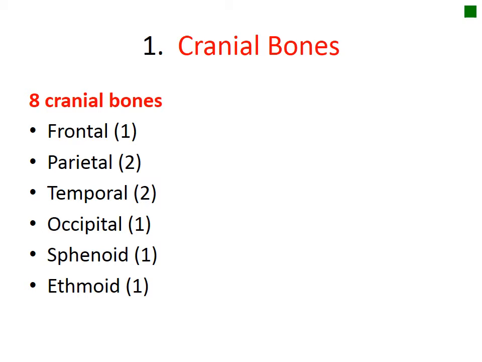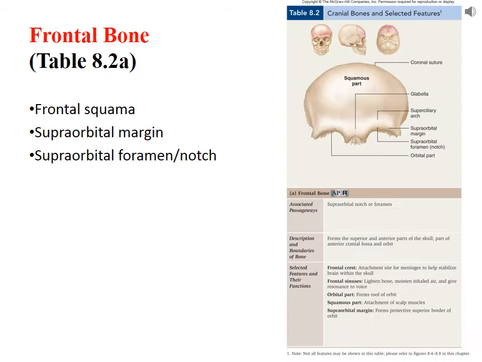So of the skull bones, we have 8 bones that make up the cranial bones. And we're going to start off with the frontal bone first and find 3 landmarks: the frontal squama, the supraorbital margin, and the supraorbital foramen or notch.